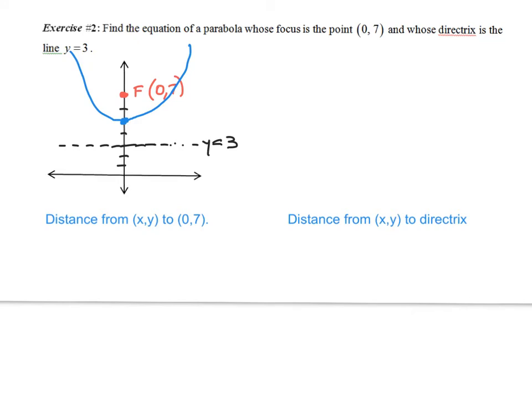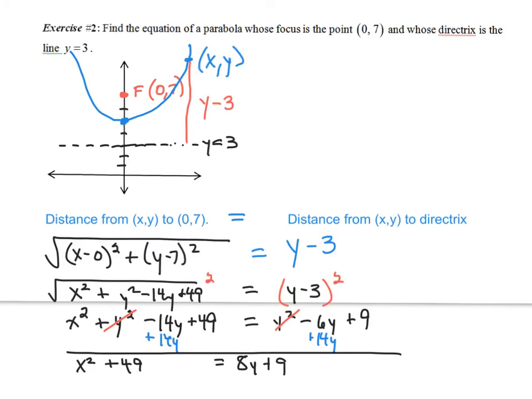And then I want to use my locus definition in order to make this equation. So I'm going to set the distance from a generic point x, y to (0, 7). Now let's go ahead and take a look at the work for this. So when I'm going the distance from x, y to (0, 7), I set up the distance formula. So the square root of x minus 0 squared plus y minus 7 squared. On the right side, y minus 3 is just this distance right here.